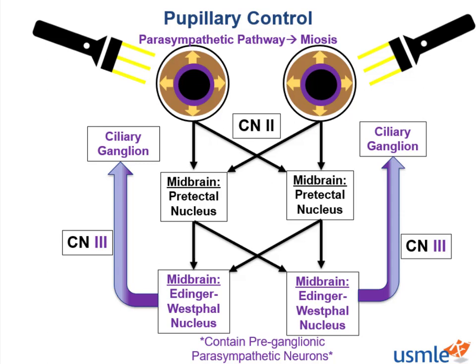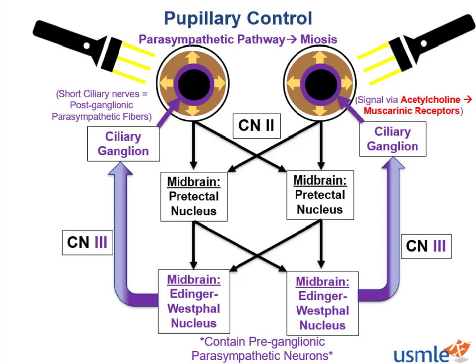The ciliary ganglion is purple because it houses parasympathetic postganglionic neurons that synapse with the preganglionic parasympathetic fibers from the Edinger-Westphal nuclei. So, from the ciliary ganglia, short ciliary nerves project to the sphincter pupillae muscles of the iris. The short ciliary nerves are postganglionic nerve fibers from the ciliary ganglia that release acetylcholine onto muscarinic receptors found on the sphincter pupillae muscles of the irises. All of this signaling results in miosis, pupillary constriction of both eyes.